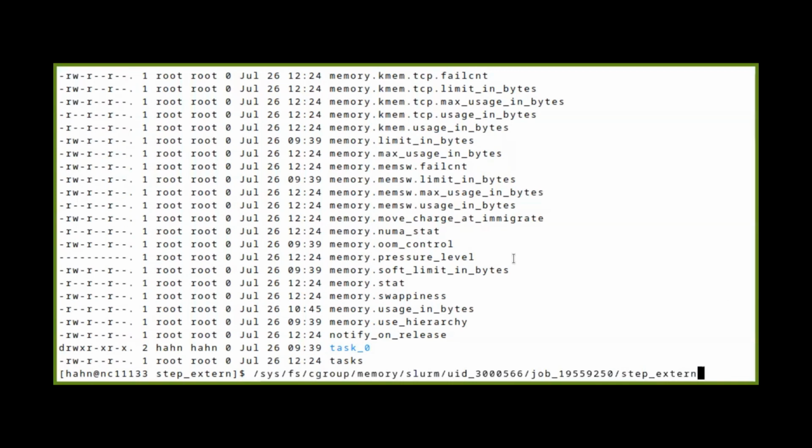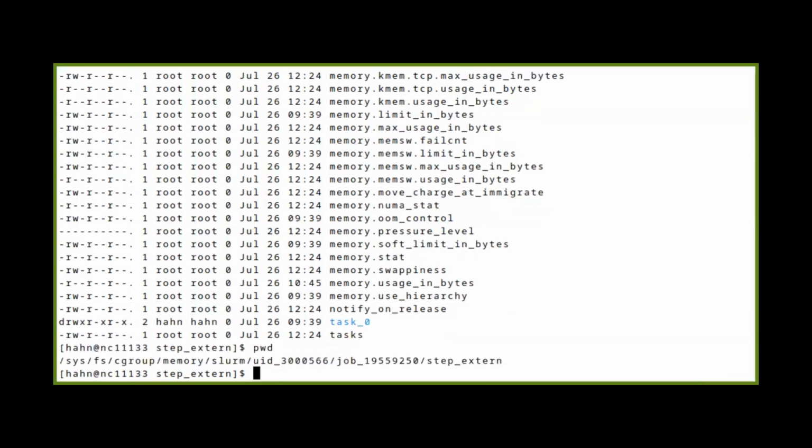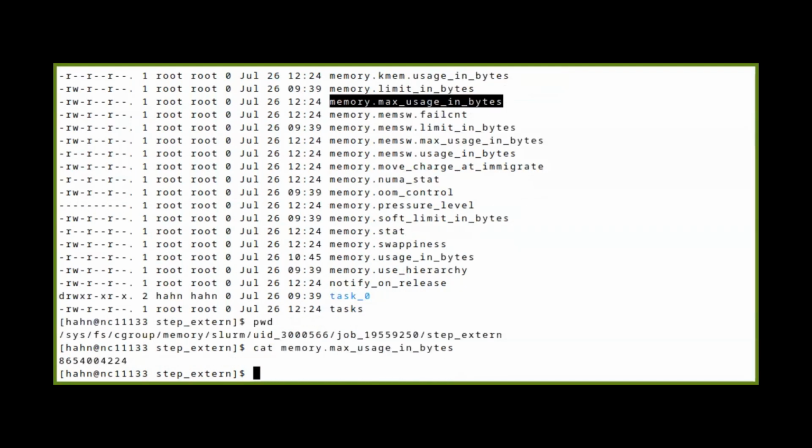Again, this is a pretty awful path, but you can navigate to it. And if you do, you'll find that there's a lot of information about, for instance, your max memory use for this job. It's probably going to be quite low. This is in bytes, which makes it a little bit harder to use. That's 8.6 gigabytes, which makes sense because one of the tests I did was a memory test of 8 gigabytes.